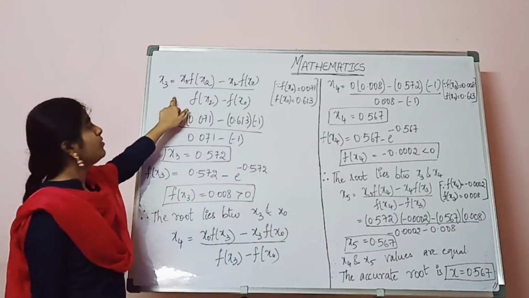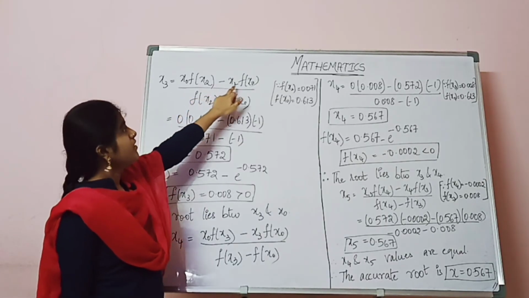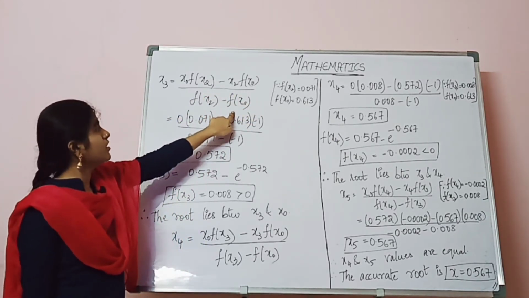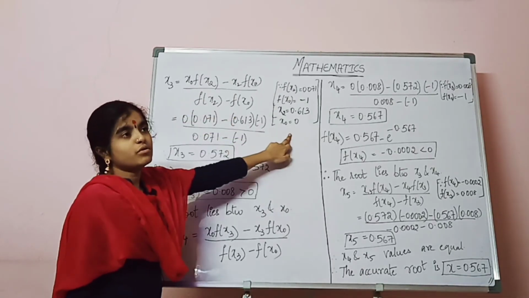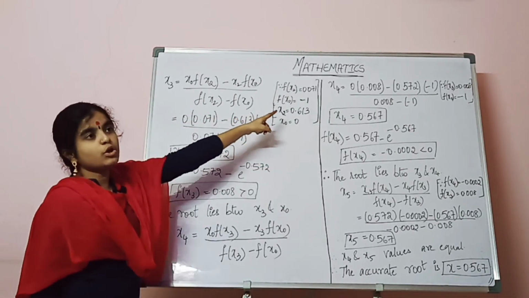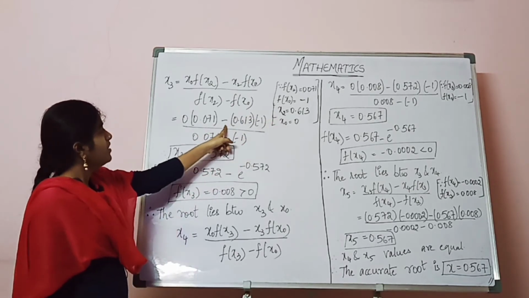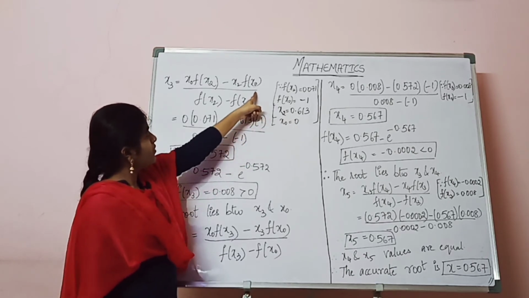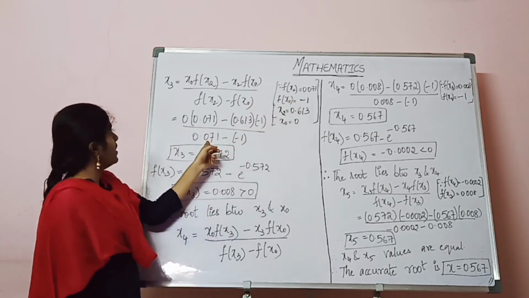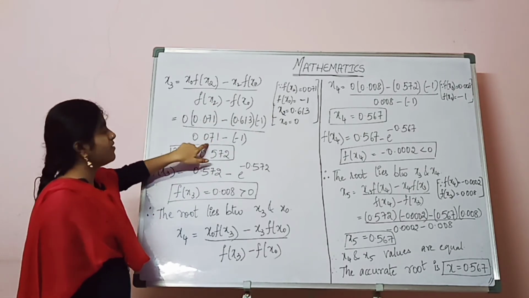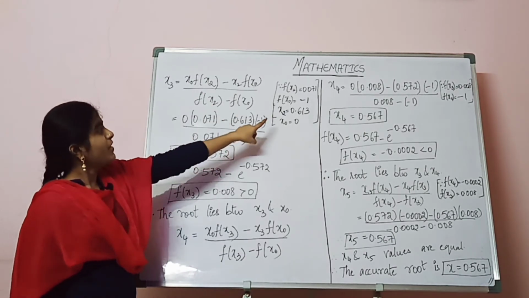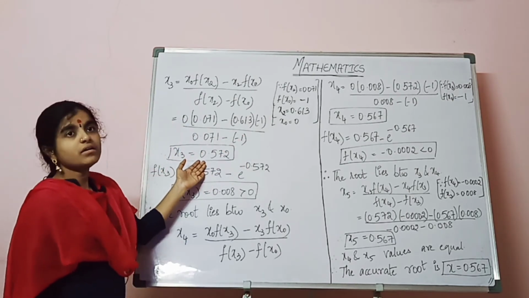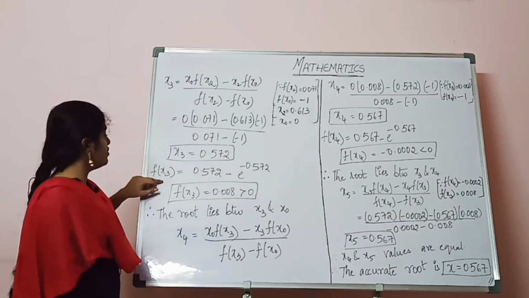So now x3 equals x0 into f of x2 minus x2 into f of x0, divided by f of x2 minus f of x0. Now x0 is 0, into f of x2 value 0.071, minus x2. What is the value of x2 here? 0.613 into f of x0 value, minus 1, divided by again f of x2, 0.071 minus f of x0, minus 1. After calculating, we got the x3 value 0.572.